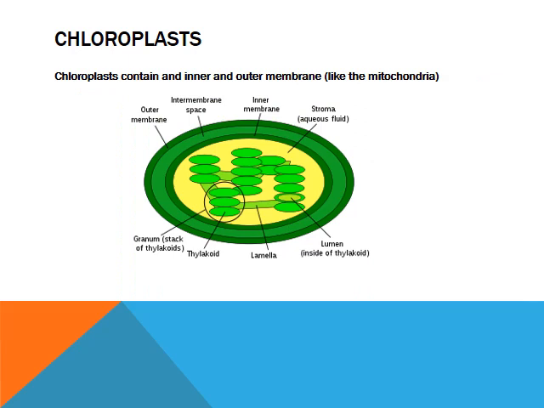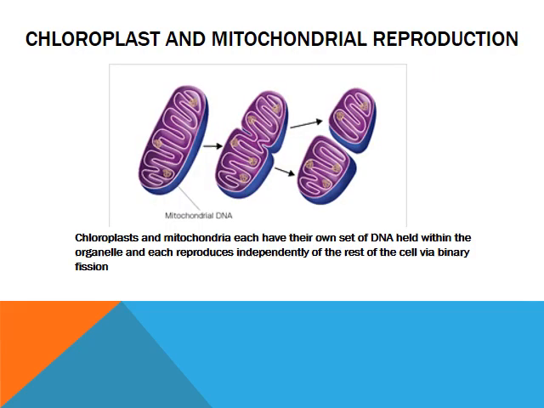These chloroplasts are also double membrane bound, just like the mitochondria. Get this, mitochondria and chloroplasts both have their own unique DNA inside of them. They're not built by the nuclear DNA. They have their own unique genomes. They're independent, and they reproduce independently. They do mitosis.